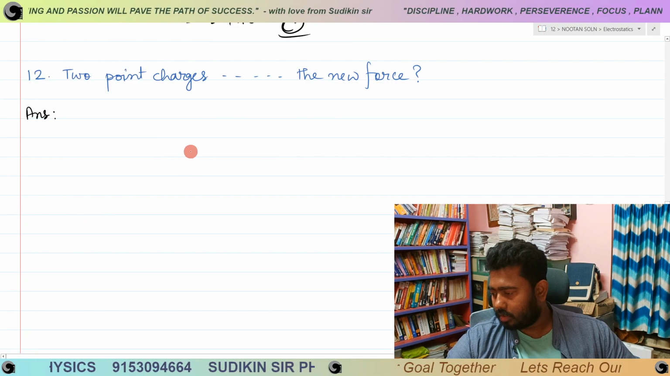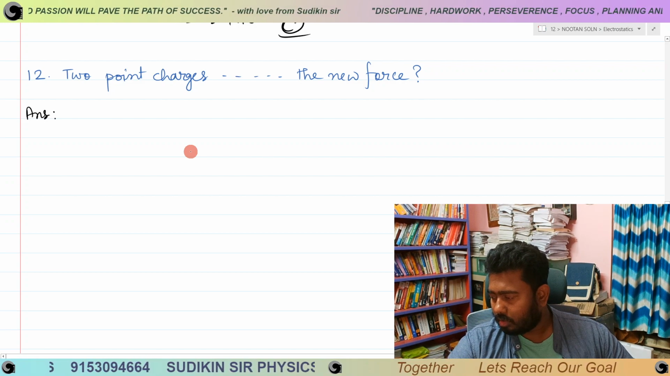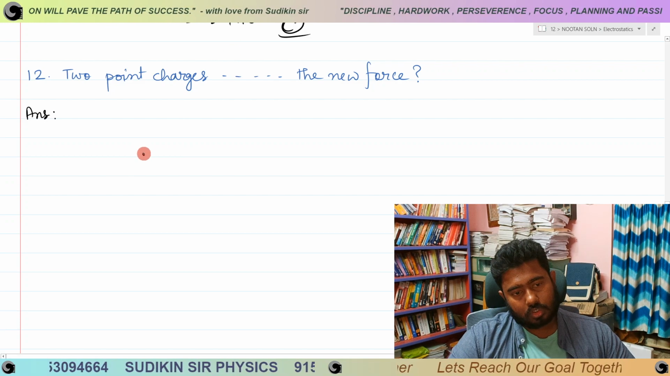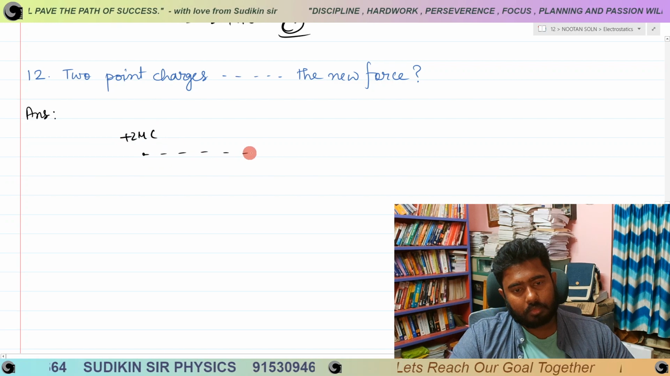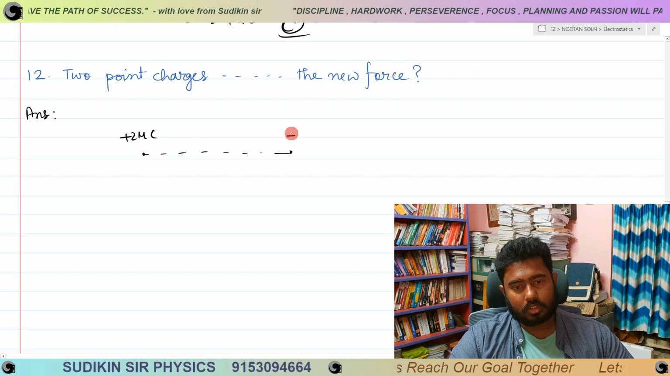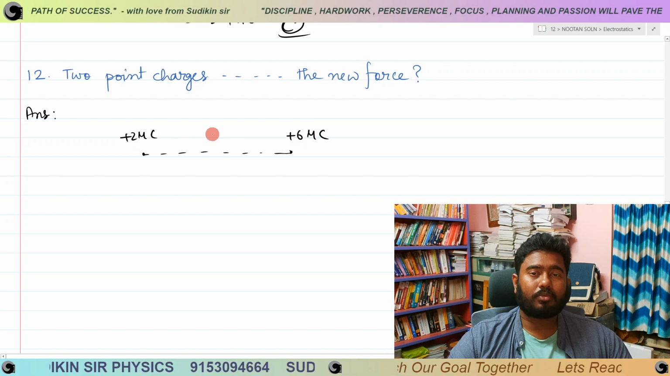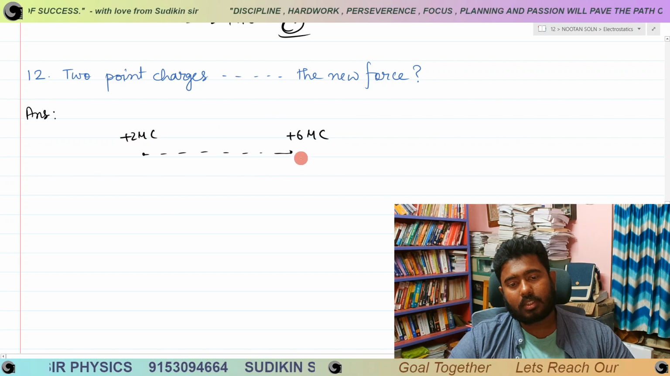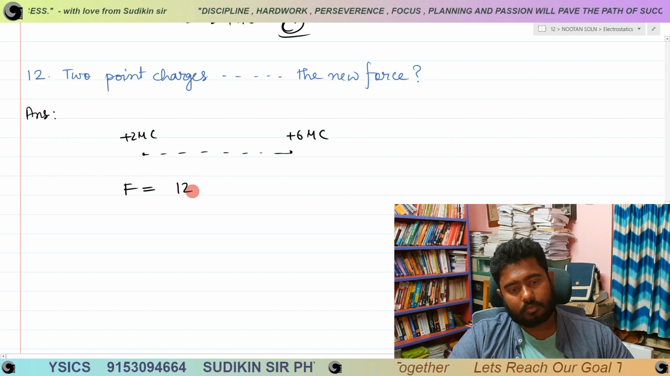Okay, next question. Two point charges of plus 10 microcoulomb and plus 6 microcoulomb repel each other with a force of 12 Newton. So suppose this is plus 2 microcoulomb, and a little bit away from here, this one is plus 6 microcoulomb. Okay, so they are like charges, both of them are positive, so they will repel each other. Now the force with which they repel each other is 12 Newton.